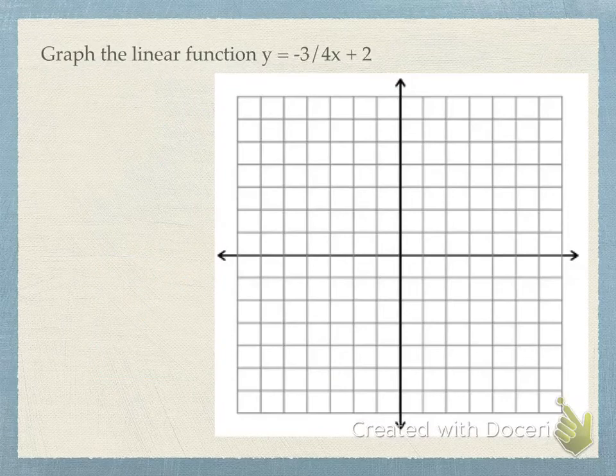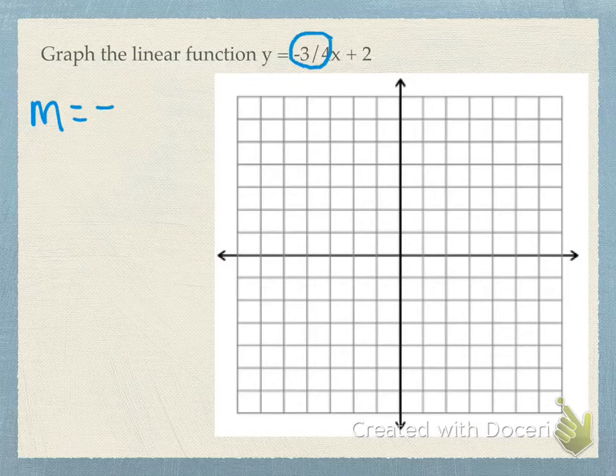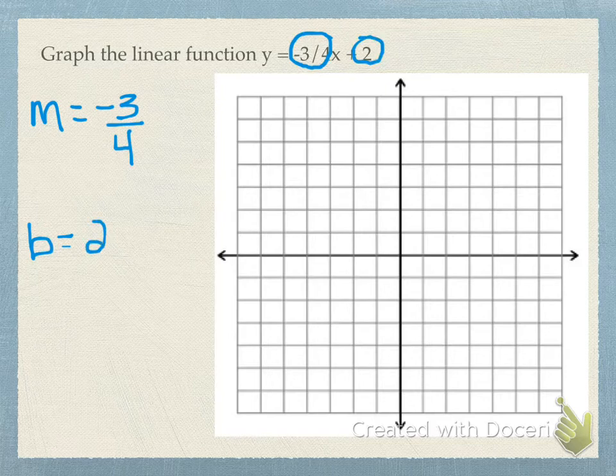Now I could be asked to graph a linear function, such as this one, y equals -3 over 4x plus 2. Well, before I graph, I need to figure out what the numbers mean. So if I look at my slope, which is my m number, that's the number in front of the x, which is right here. So that's -3 over 4. And if I look at my b, which is my y-intercept number, that is a 2. So I've deciphered what the numbers mean.